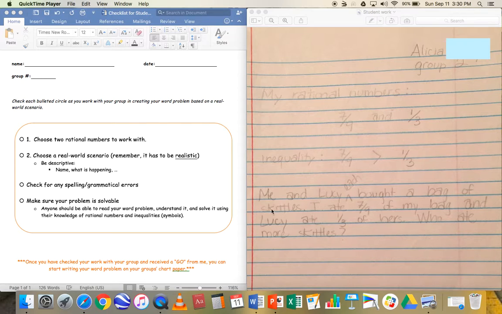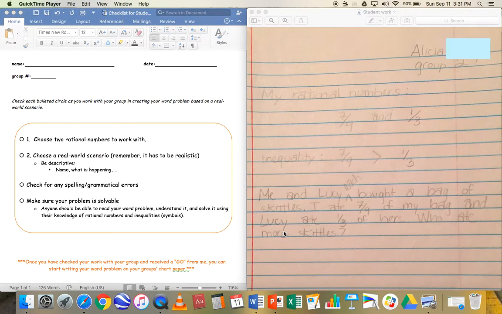The next thing that I would talk to her about would be checking for spelling and grammatical errors, and I can see that she did edit her word problem because she added the word each between Lucy and bought. So I would talk to her about that. But also, I would just quickly point out that it's not me and Lucy, it's Lucy and I each bought a bag of Skittles.